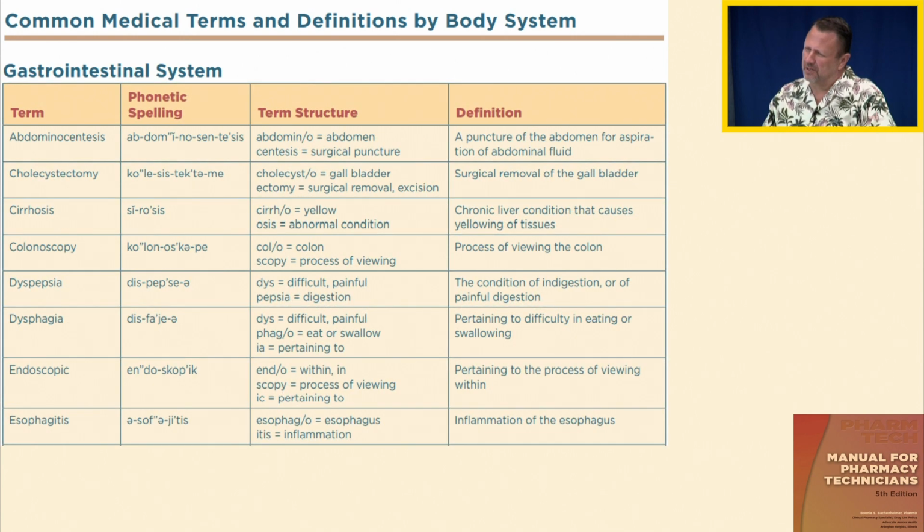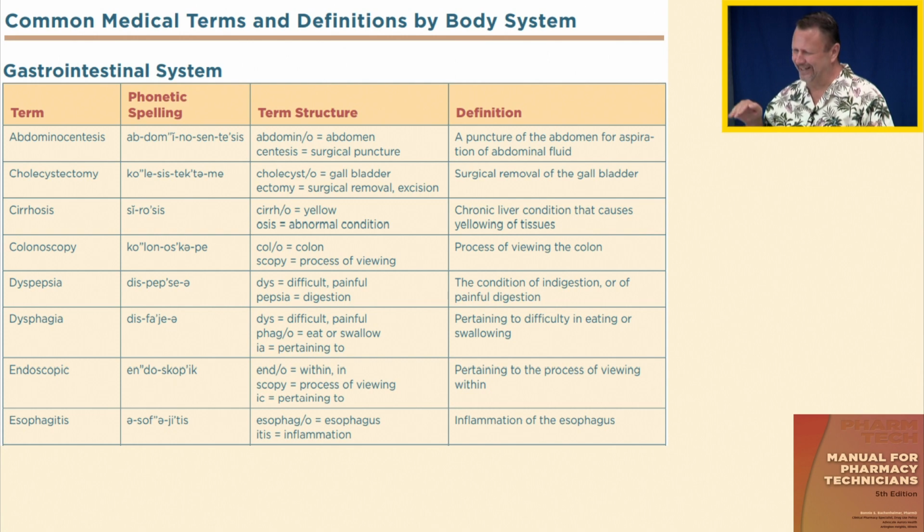In the GI system, we have abdominocentesis, which is a puncture of the abdomen for abdominal fluid. Cholecystectomy is surgical removal of the gallbladder. Cirrhosis is a liver condition causing, colonoscopy is viewing the colon through a scope. Dyspepsia means indigestion. Dysphagia means painful swallowing or eating.